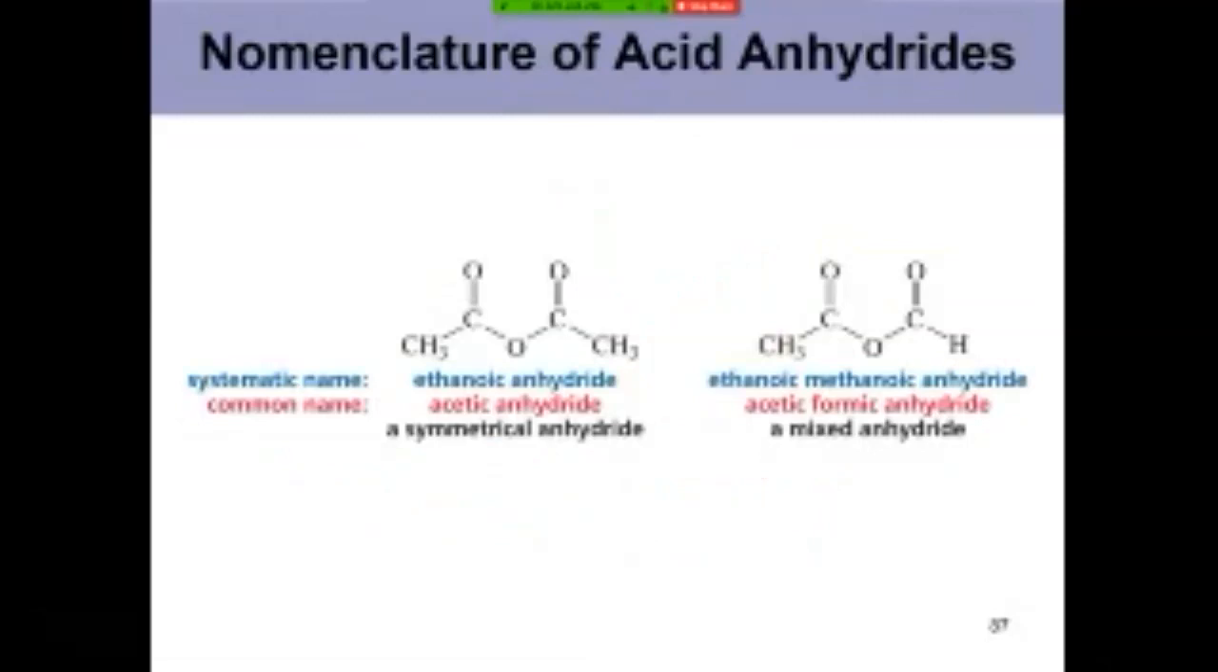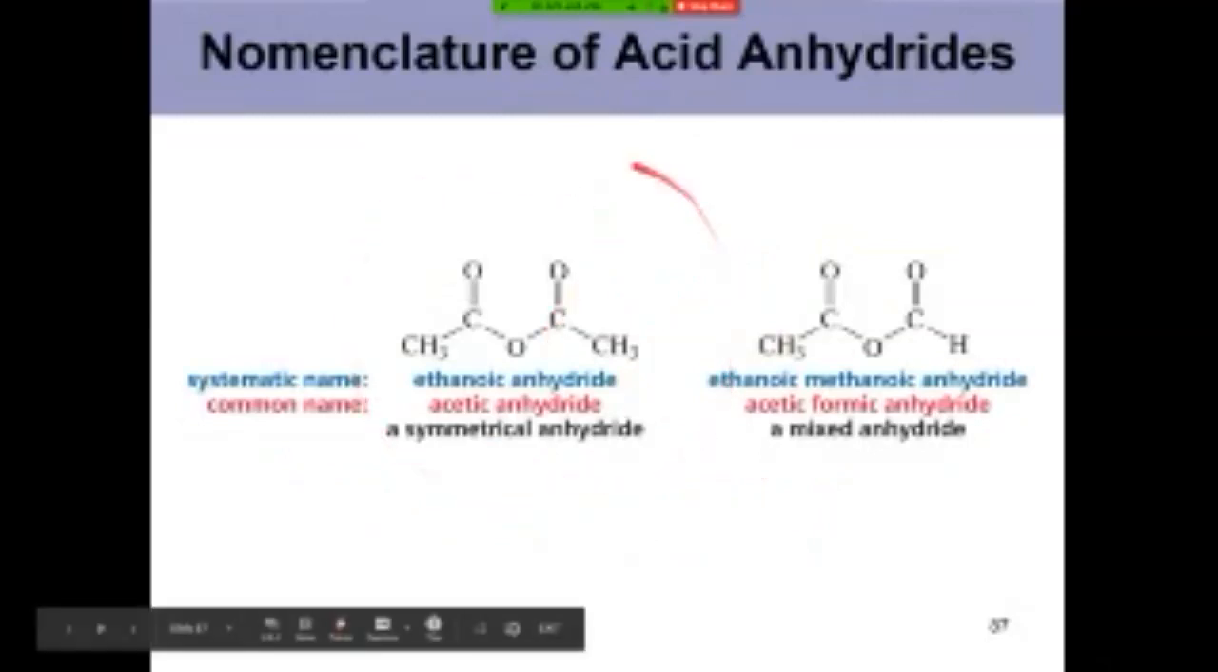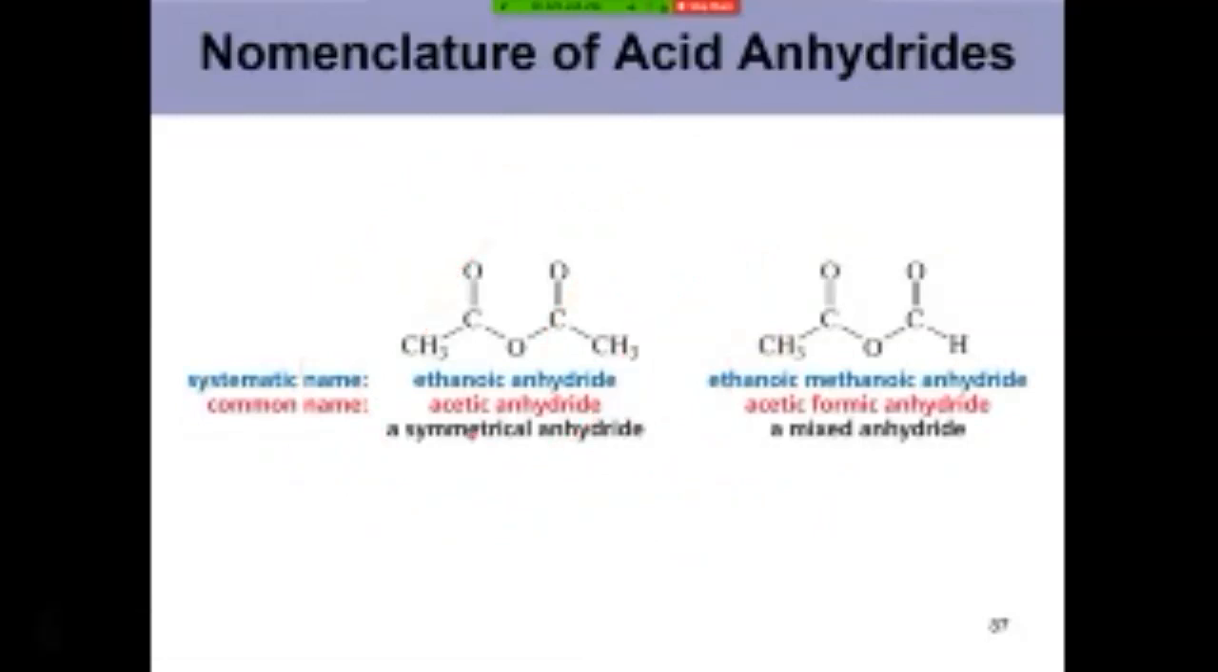How do we name them? Well, if it's a symmetrical acid anhydride, same stuff on both sides, we just name it exactly as we would either one of those carboxylic acids, because they'd be the same thing. But instead of ending it with acid, we end it with anhydride. Now, if it is mixed, not symmetrical, then we just name it as we would name the 2 individual carboxylic acids in alphabetical order, and then again put anhydride at the end. So over here, we've got ethanoic methanoic anhydride. Always in alphabetical order.